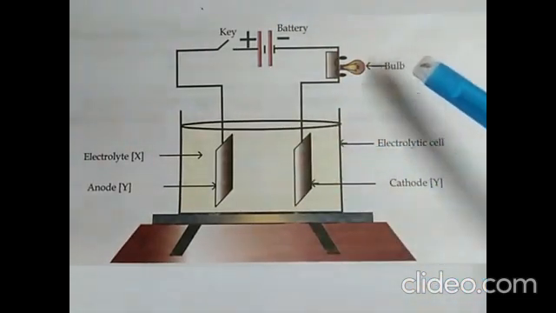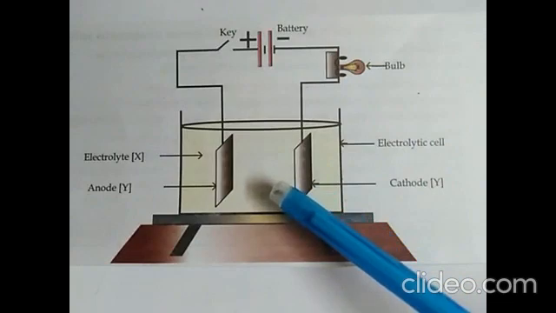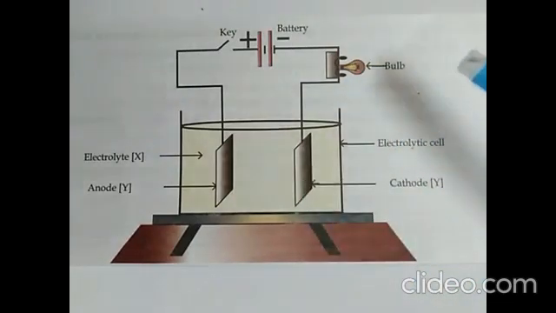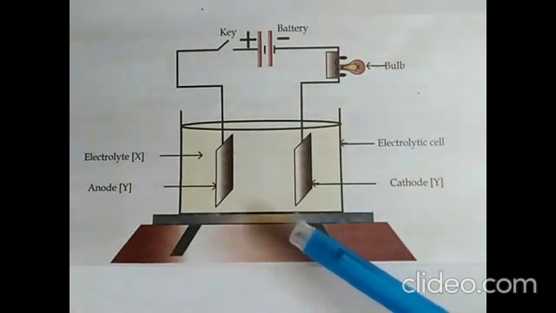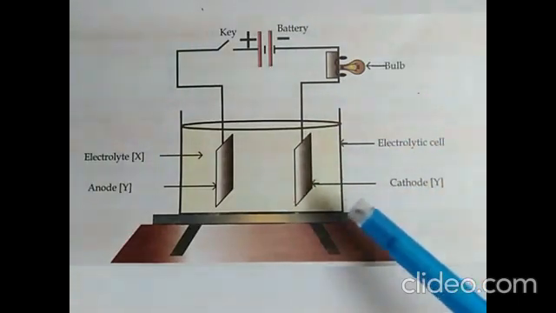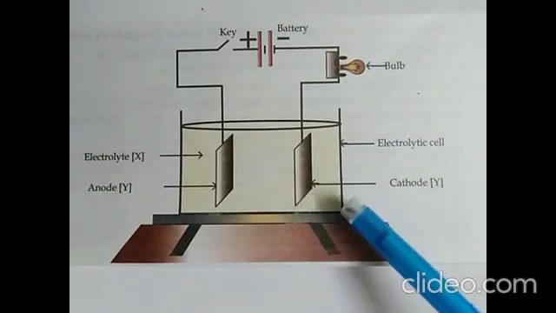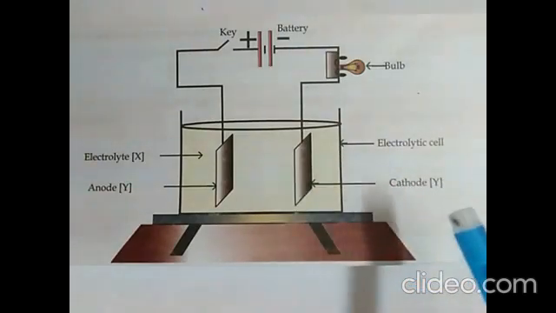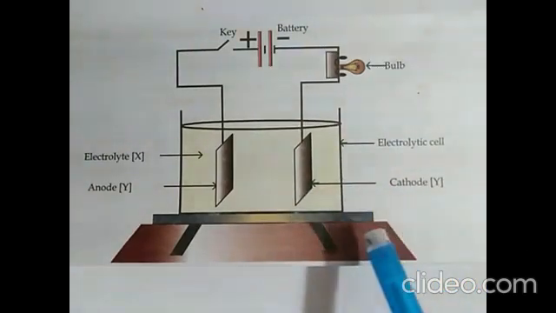If the bulb glows brightly, then the electrolyte is a strong electrolyte. If the bulb glows dim, it is a weak electrolyte. If the bulb does not glow, then it is a non-electrolyte. So there are three types of electrolytes: weak electrolyte, strong electrolyte and non-electrolyte. I hope you understood the diagram.